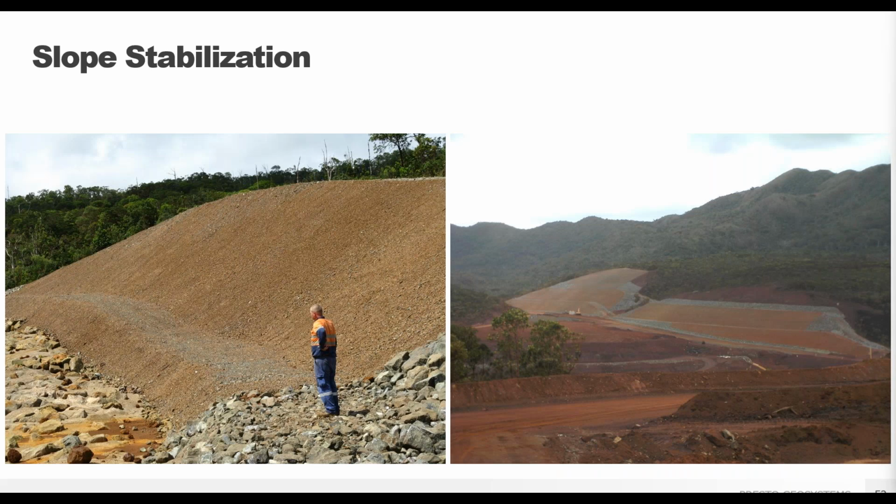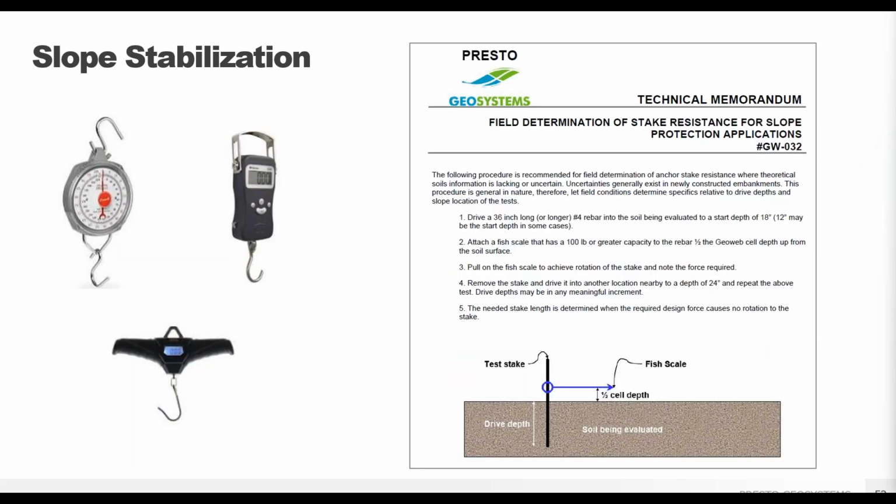And here with the infill placed and slopes stabilized with GeoWeb geocells. Additional in-field adjustments can be made following a stake pullout test with a fish scale to ensure actual values match the geotech report and the information used in the project evaluations calculations.